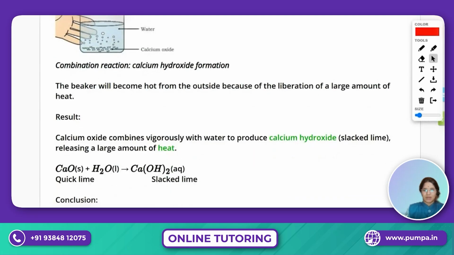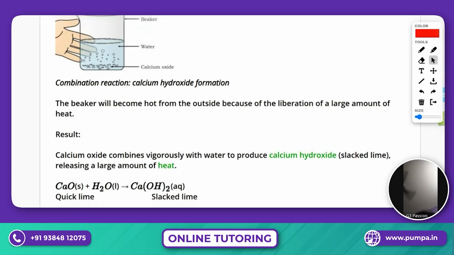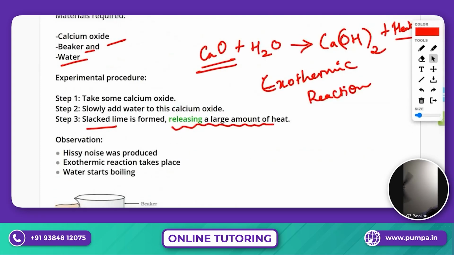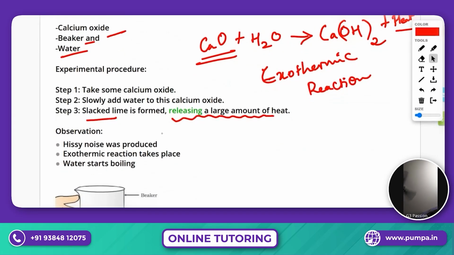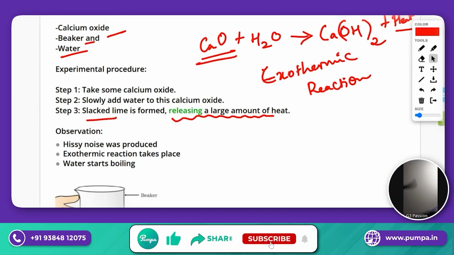Combination reaction in the sense calcium oxide is mixed with water, so it is a combination reaction. Two combine together and only one substance is formed finally. The inputs you give are two substances, but finally you get one substance as the product. CaO is calcium oxide and slaked lime is Ca(OH)2. When we mix both, we get a single substance. So that is known as combination reaction.